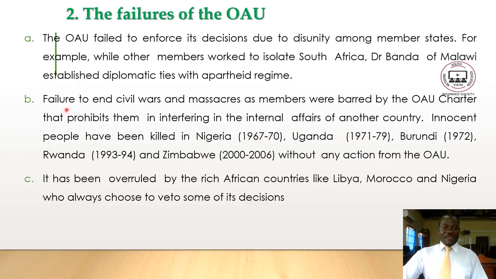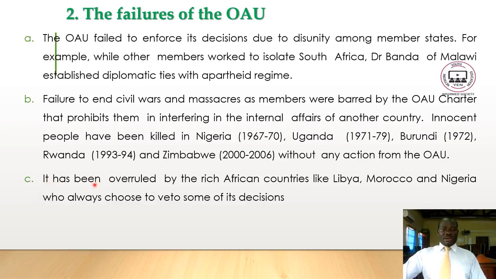And again, failure to end civil wars and massacres as members were barred by the OAU Charter that prohibits them from interfering in the internal affairs of another country. So innocent people have been killed in Nigeria, 1967 to 1970, Uganda, 1971 to 1979, Burundi, 1972, Rwanda, the Rwandan genocide, 1993 to 1994, Zimbabwe, 2000 to 2006, without any action from the OAU. So we see that the OAU could not intervene in the issues whereby things were out of hand in some of the countries, just as we have mentioned here.